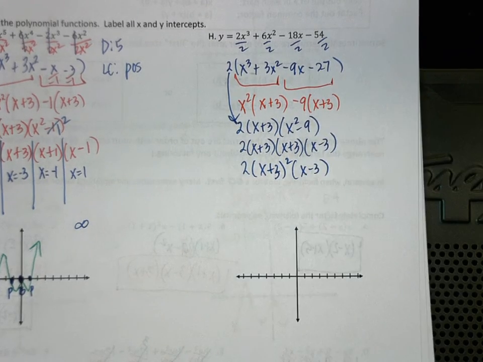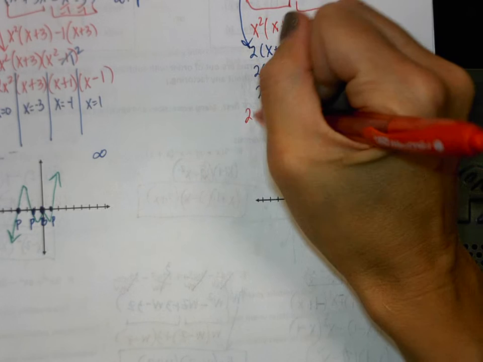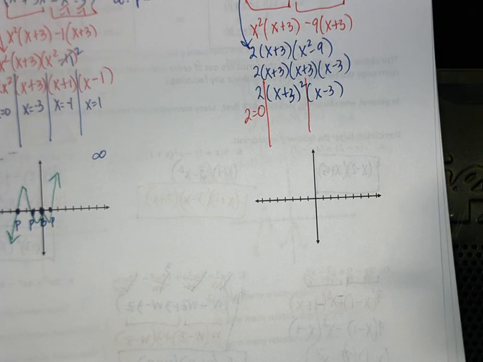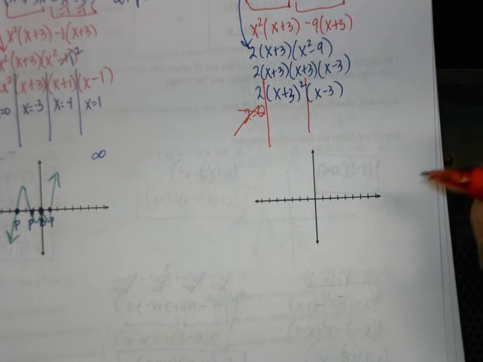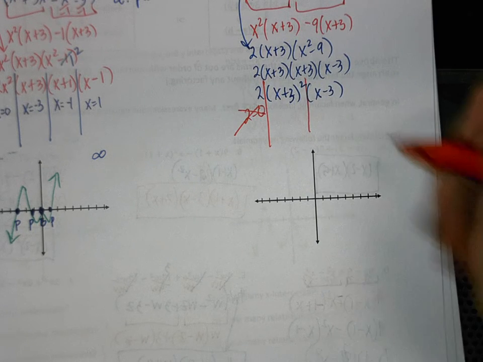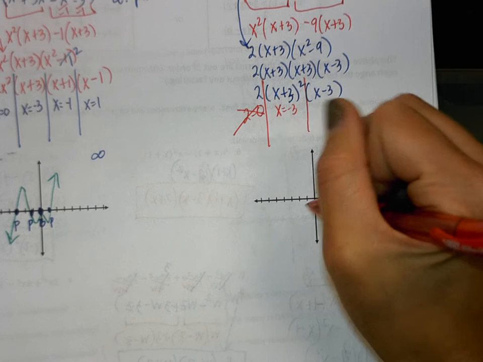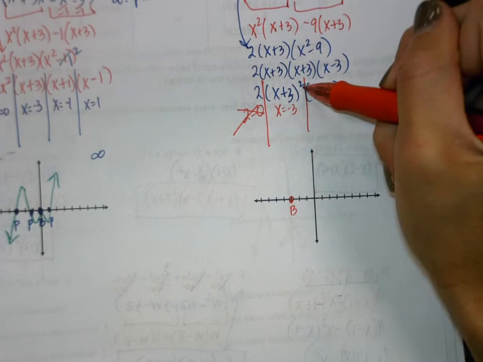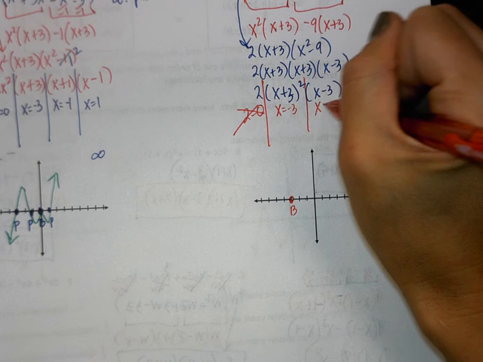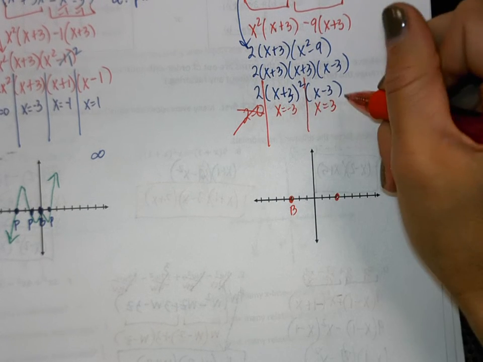When I set these equal to 0, because I would set them up as equations, 2 equals 0? 2 does not equal 0. This is not a factor. That one is out. Here I have x equals negative 3, and we know that one's going to bounce, so I go to negative 3, and I'm going to put a bounce because it has a multiplicity of 2. This one, x equals 3. So we go right 1, 2, 3, make a point, and this is going to be passing through.